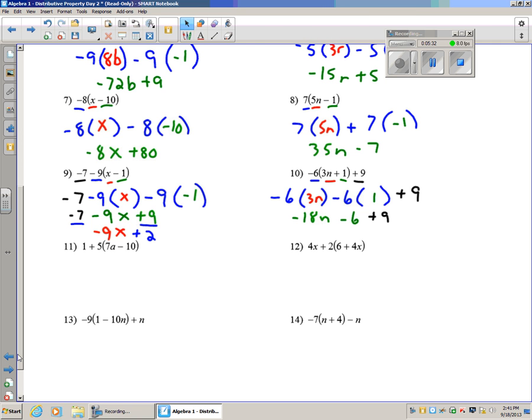I combine these things. A negative 18n, nothing changes. Negative 6 and positive 9, or 9 minus 6, that's 3.